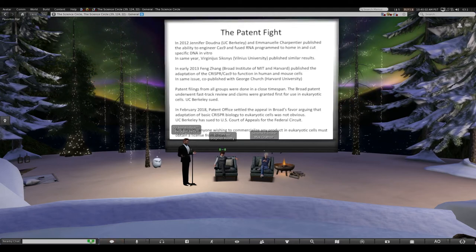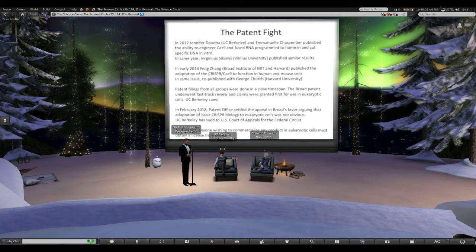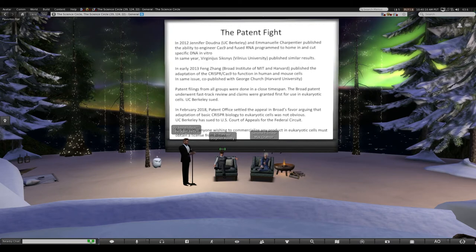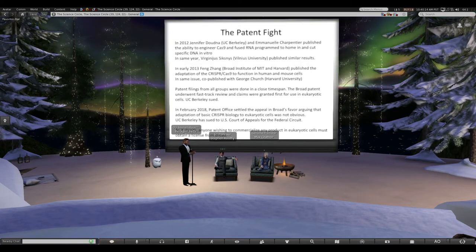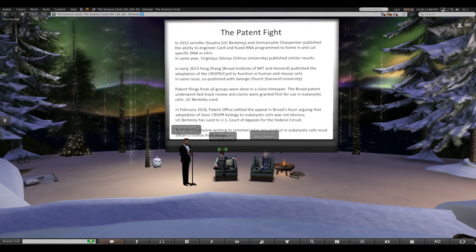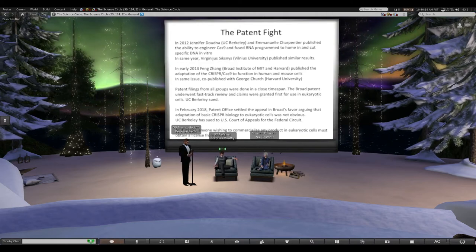but they filed patents, of course. But it was in early 2013 that Feng Zhang of the Broad Institute of MIT and Harvard published using CRISPR-Cas9 in eukaryotic cells. And they, of course, also filed patents. Now, what they did was they paid extra money to get it fast-tracked within the patent office.